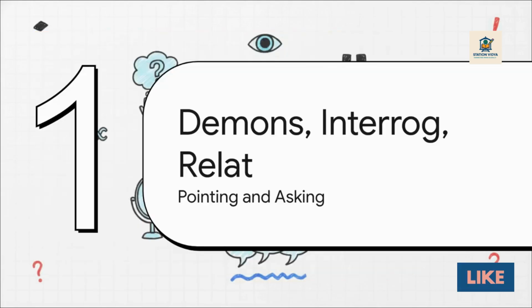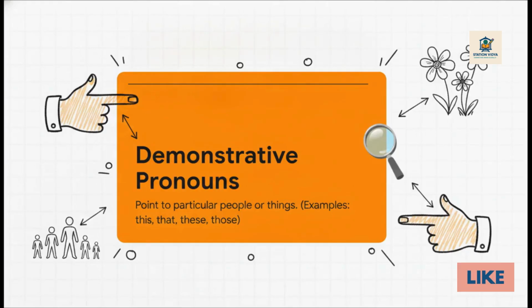Doing great. On to Section 3, demonstrative, interrogative, and relative pronouns. Demonstrative pronouns are what I like to call your pointing words. You use these when you want to point to particular people or things right there in your environment. We're talking about words like this, that, these, and those. Imagine actually pointing your finger when you say, this is my book, or those are beautiful flowers.